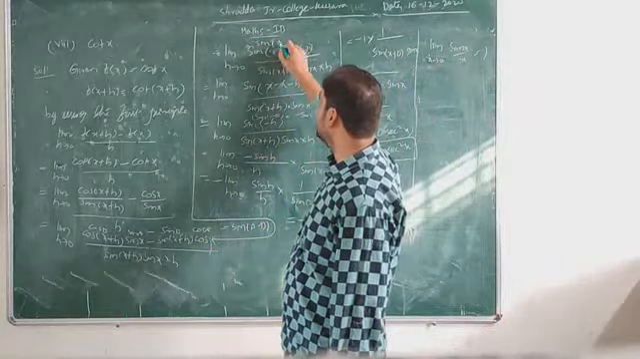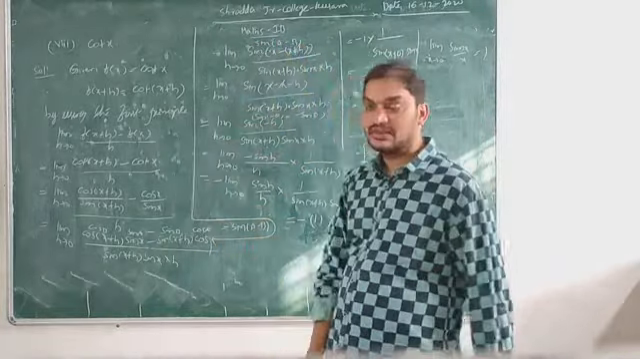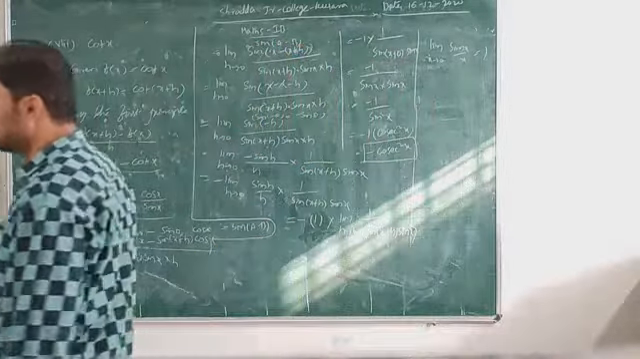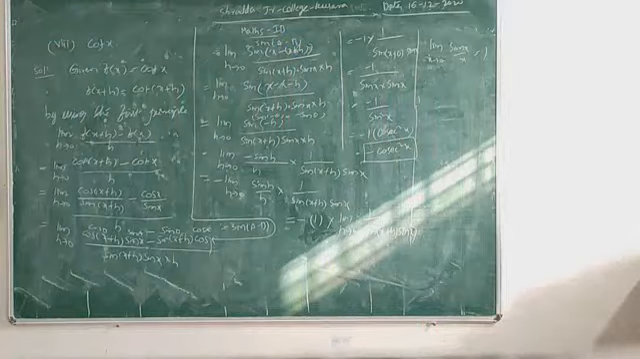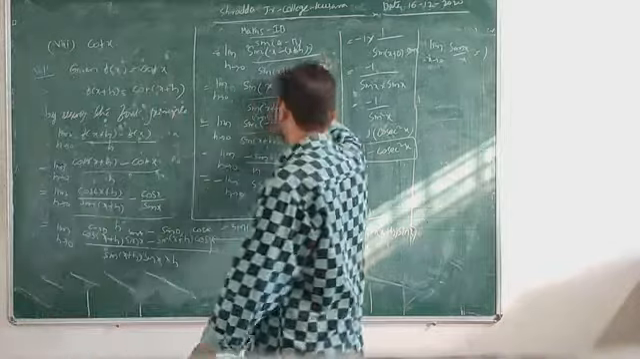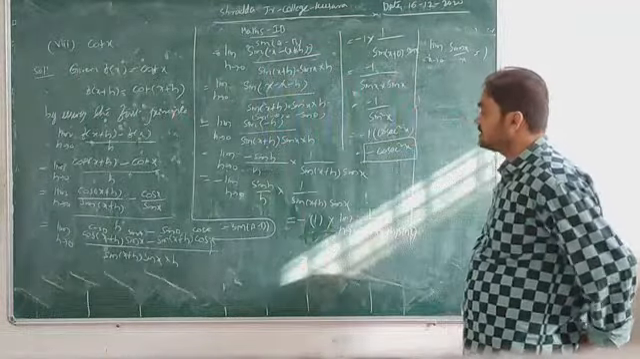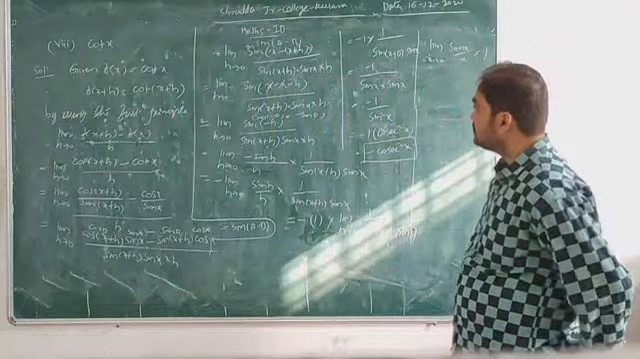That is equal to sin(a minus b). Now a is nothing but x, and b is nothing but x plus h. So sin(a minus b) by sin x plus h into sin x into h.